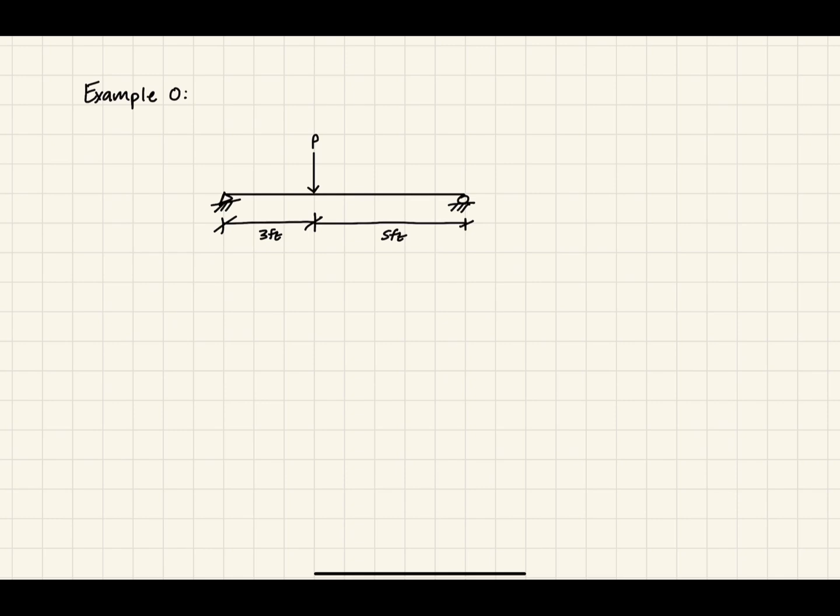So first things first, let's denote the sign conventions. I'm going to do up as positive, down as negative, to the right as positive, to the left as negative, and I'll do counterclockwise as positive, and clockwise as negative. You can choose the opposite of these, that's fine. But you need to be consistent with the sign conventions, because if you mess up, then it's going to throw off your values and it's going to throw off your reactions.